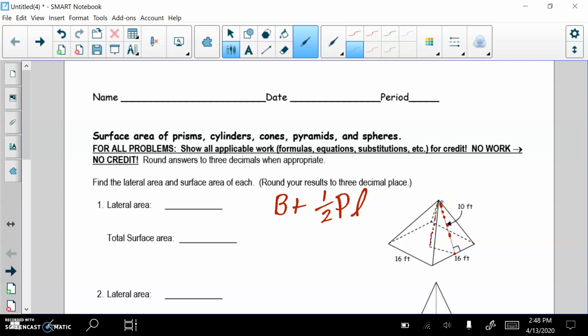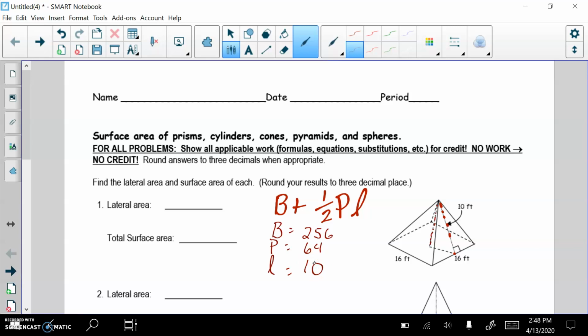And of course, on the first question, you are given everything you need. So, three variables again, big B, P, L. Area of the base is 256. That's 16 times 16. Let's erase that. 256. The perimeter of the base is 16 times 4. It is a square. 16 times 4 is 64. And the slant is 10.